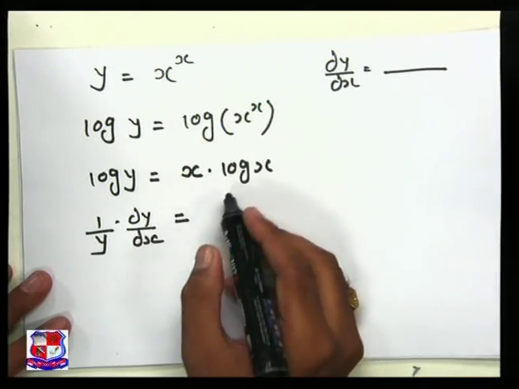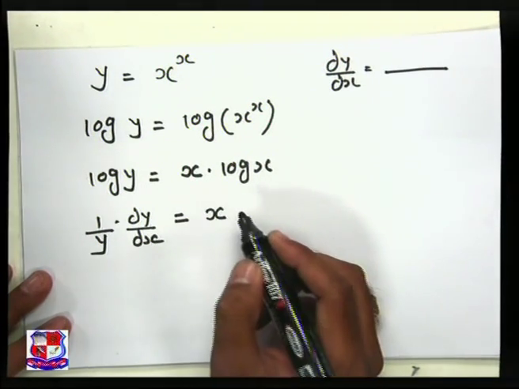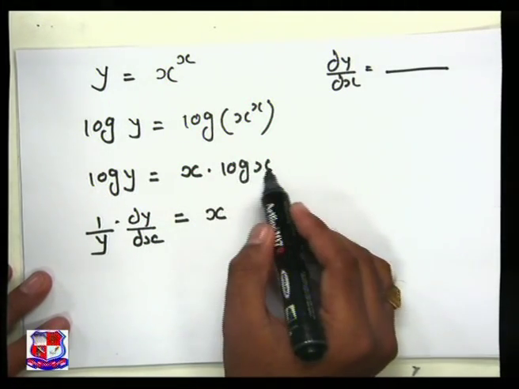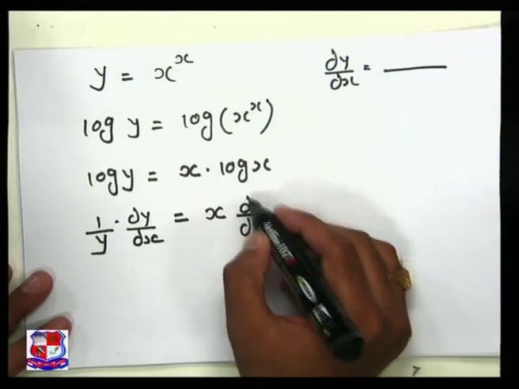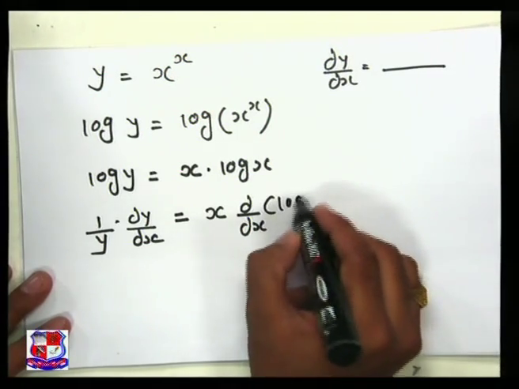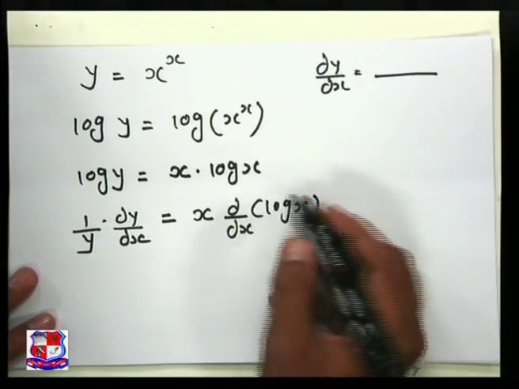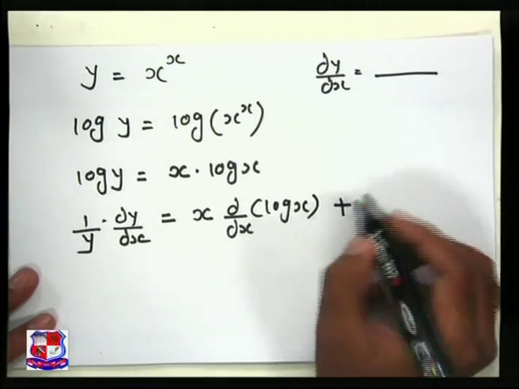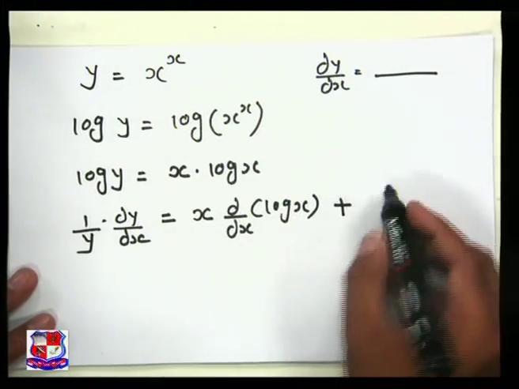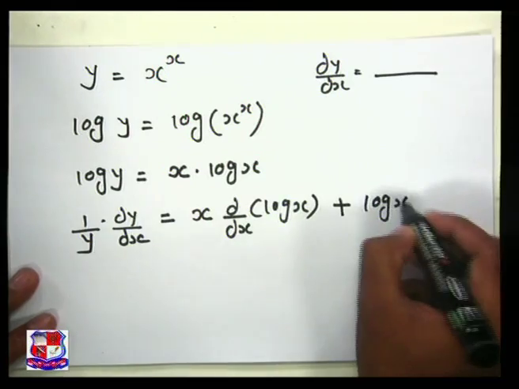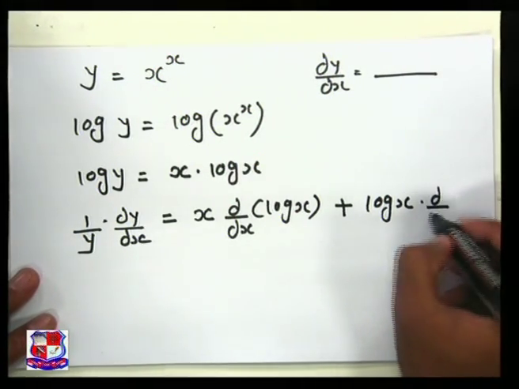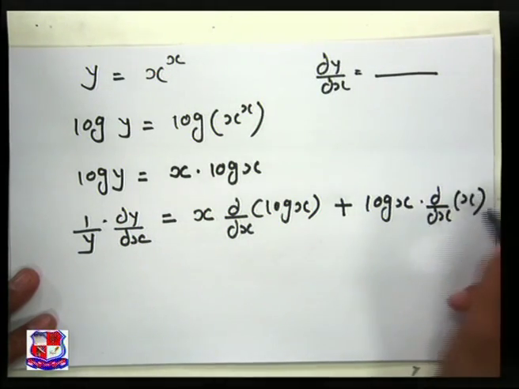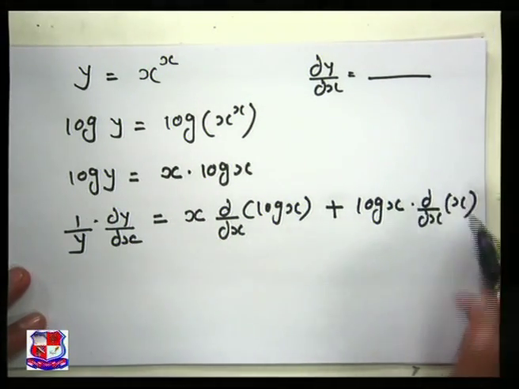So the first term x as it is, multiplied by the differentiation of log x, so you can write d by dx of log x, plus log x as it is, multiplied by the differentiation of the first term, that is d by dx of x.